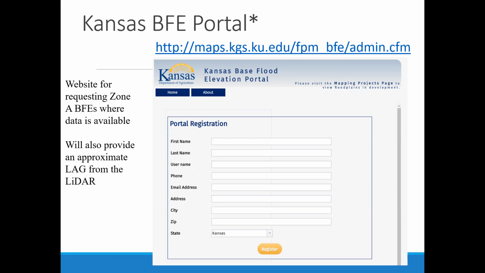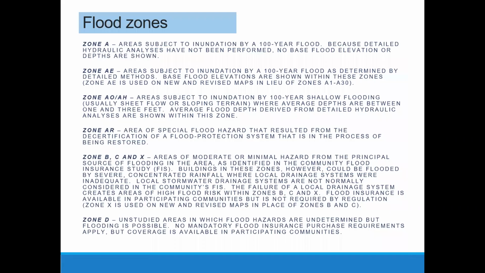And the Zone A requests go through our mapping specialist. It's not an automated thing. They process these requests and then they will calculate it for you. And that's only for Zone A approximate areas, not the detailed study areas. Those tell you to consult the flood insurance study like we just did. And so that's a helpful tool.